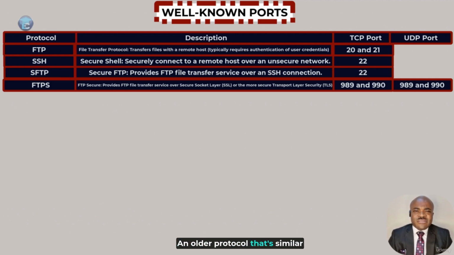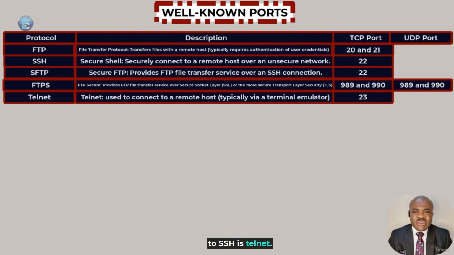An older protocol that's similar to SSH is Telnet. This allows us to remotely connect to a host using a terminal emulator. But just like FTP, this is also sent in clear text and is unencrypted. So SSH is the preferred method over Telnet. Telnet uses TCP port 23 for communication.